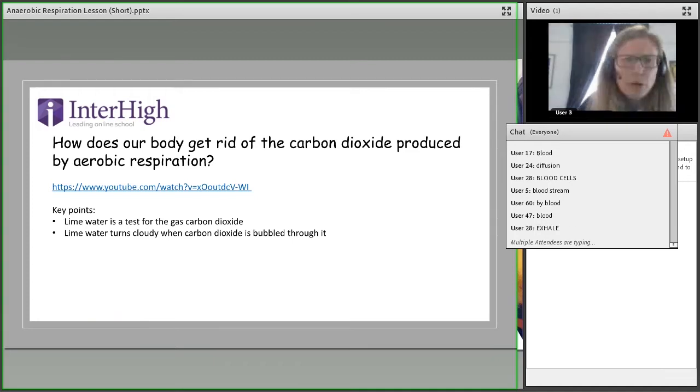So we know that we need energy. We know that our cells are able to produce energy using sugar and using oxygen from the air, and we get that oxygen by breathing in. What do you think we do with the waste product carbon dioxide?